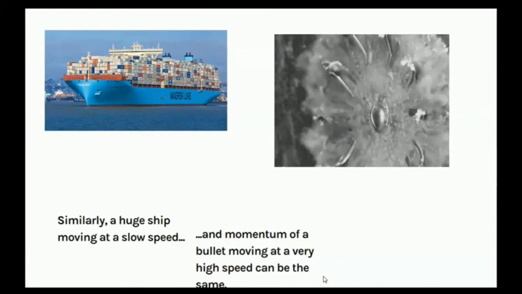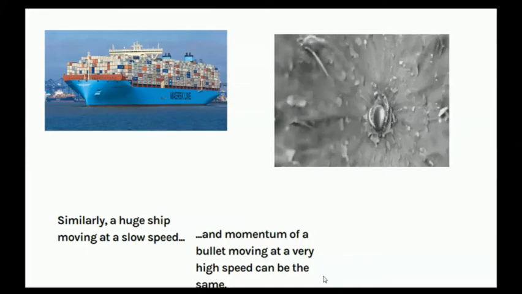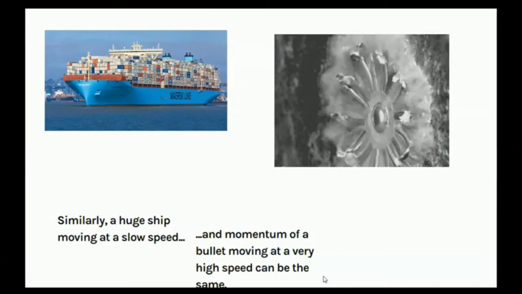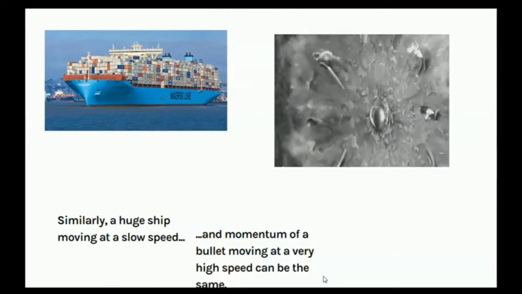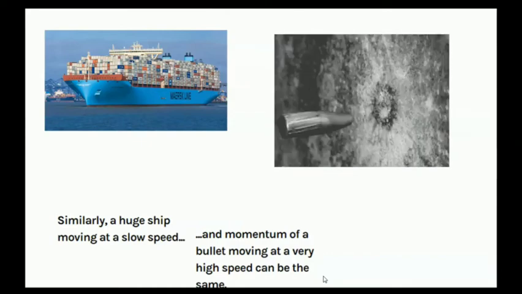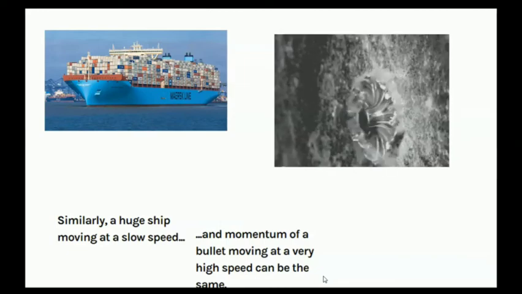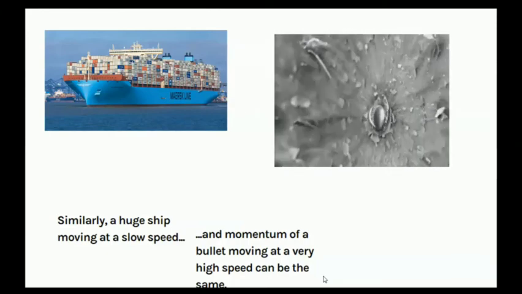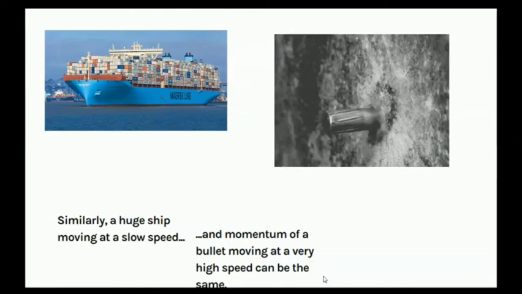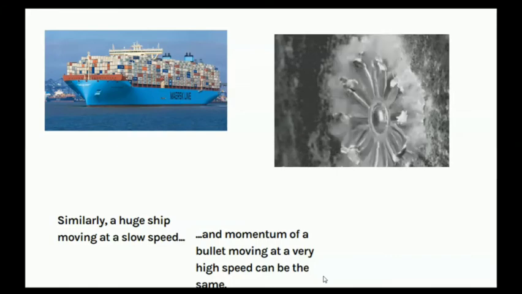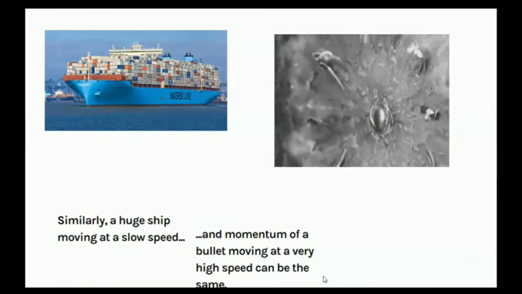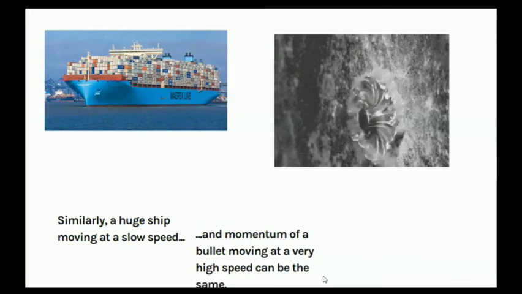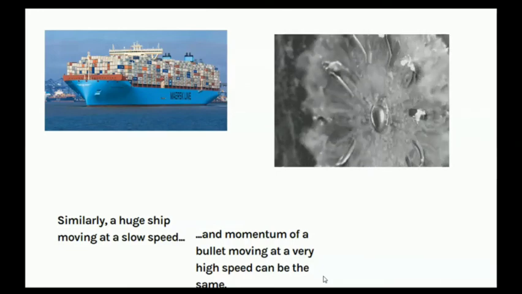Similarly, in this example, a huge ship is moving at a slow speed, but its mass is very large. Therefore, the momentum of this ship will also be very large. The impact produced by this ship will be larger. Also, a bullet moving at very high speed will have a similar momentum as that of a ship, because the object is moving at very high velocity. Although the mass of the bullet is very small compared to the massive ship, it is moving with a high velocity. So velocity and mass play a very important role in terms of momentum.